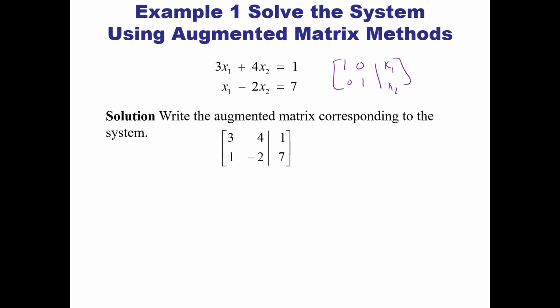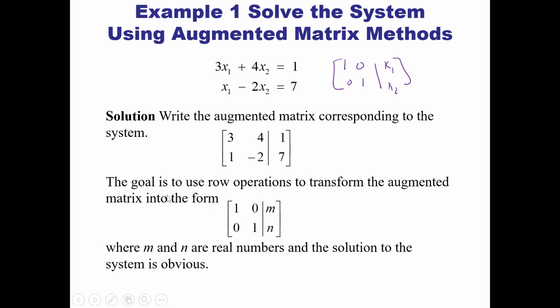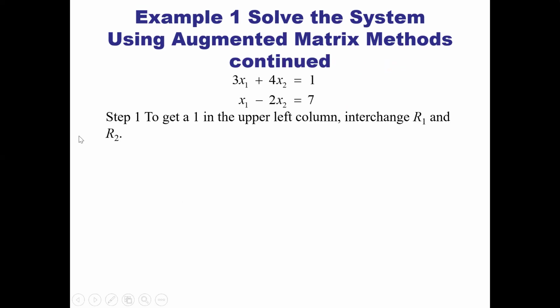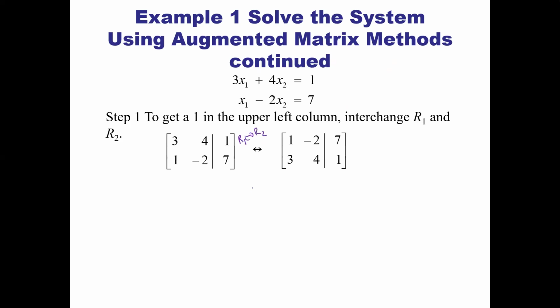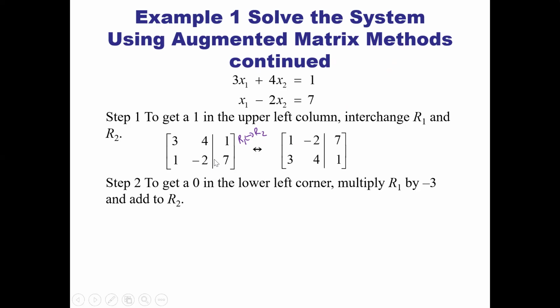So the way to do this is we're going to interchange these two rows. First thing is to get that up there. So we're going to interchange row one and row two. Now, usually they don't do this in the slides, but I'm going to say row one interchange with row two. And so that means I'm just going to interchange those two rows. Okay. Now, our next thing is we want to get a zero here.